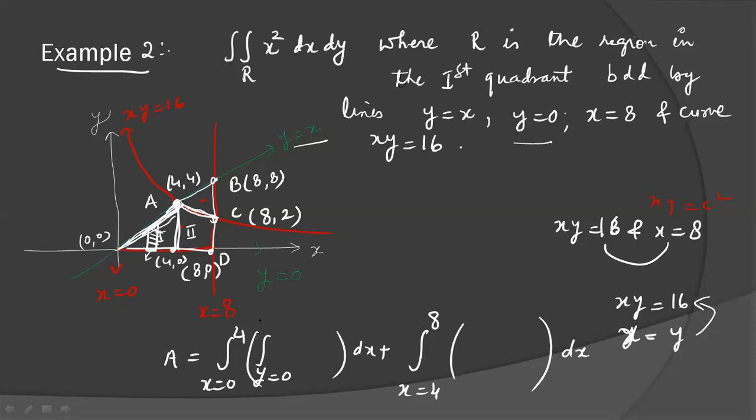That is line y equal to x here. And the inside function is x square. It will be integrated with respect to y first. X square will be treated as constant.